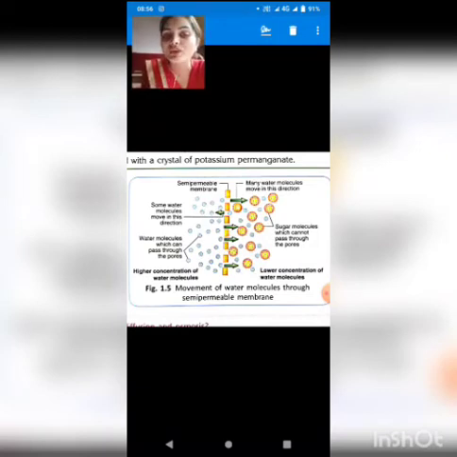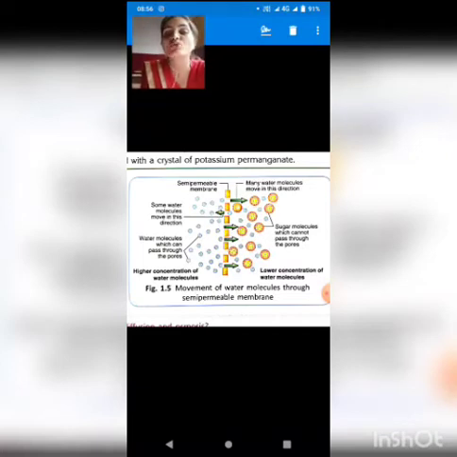Okay, so with the help of this diagram, you will be able to see, students, that the small round-like structure is the water molecule which can pass through pores. And which pores? Semi-permeable membrane pores. But the larger molecules of sugar are not going to pass through it. Okay. Once again I am repeating the things, students.